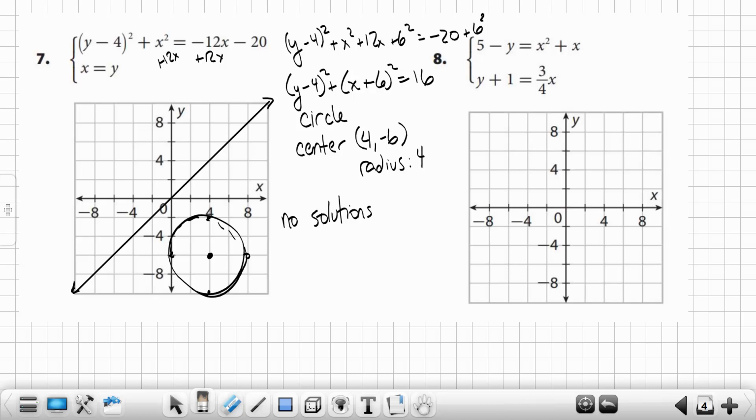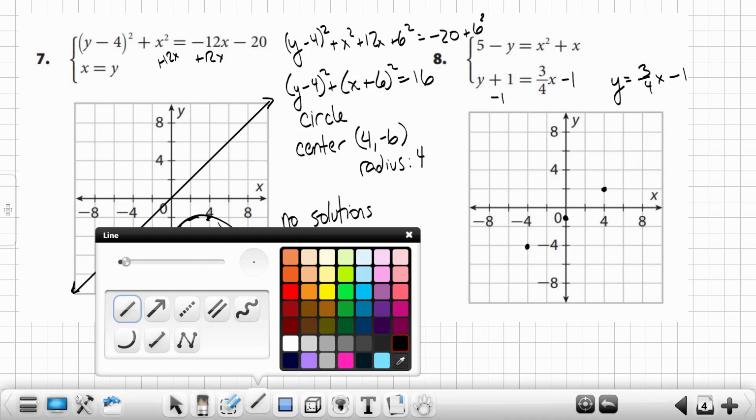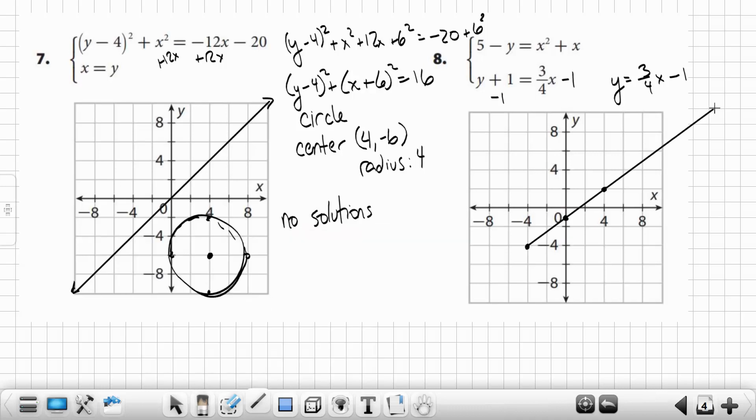Uh-oh. We've got a funky-looking parabola here. Let's get this line just because it's easy. So we have y equals 3/4 x minus 1. I don't like that equal sign. All right, so that goes through negative 1, and it goes up 3 over 4. So we'll go ahead and get this line drawn.